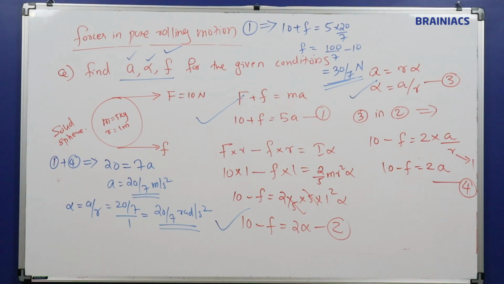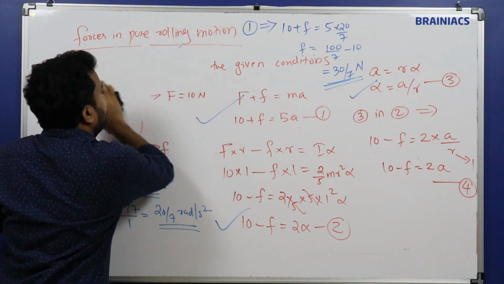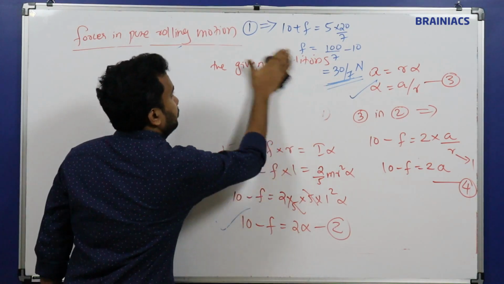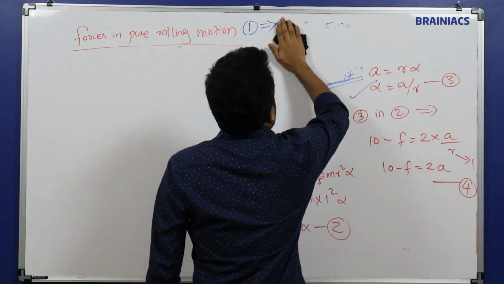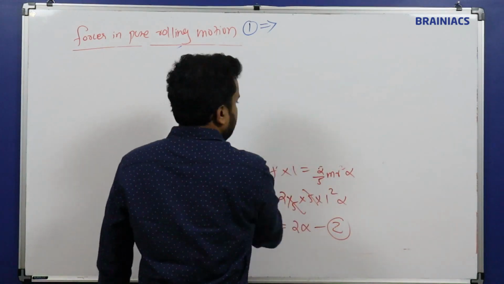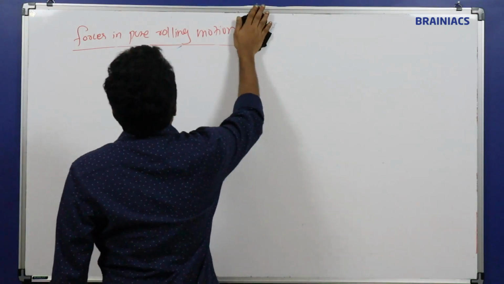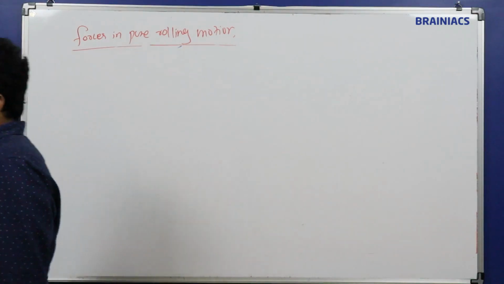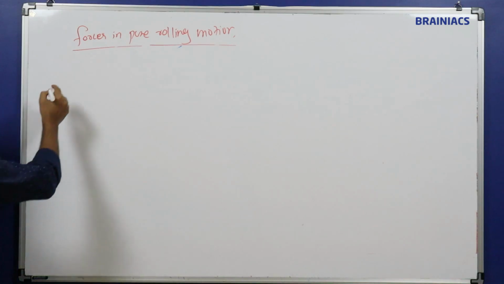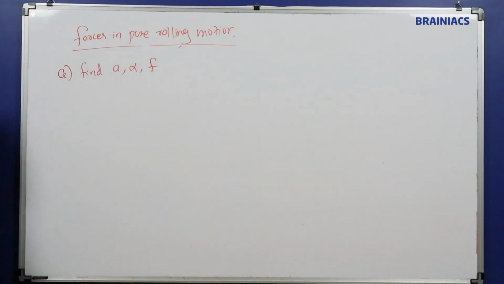Fine. So let's do another question. The next question is the same concept, but it is a bit different. The question will be the same: find A, alpha and frictional force.